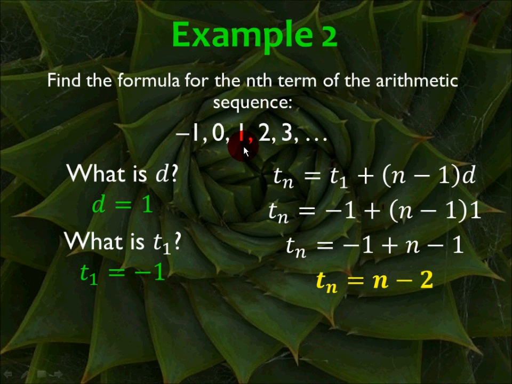Which makes sense. If you check this, this is the third term. 3 minus 2 is 1. 3 is the fifth term. 5 minus 2 is 3.